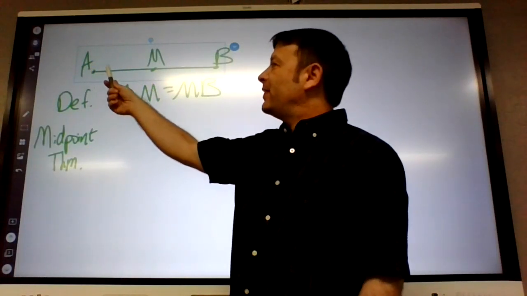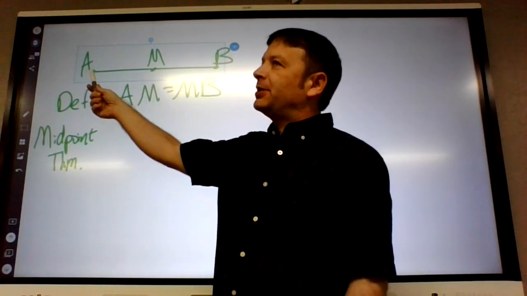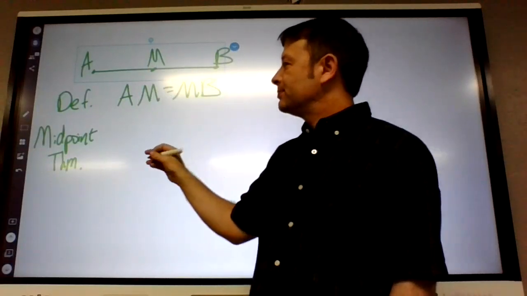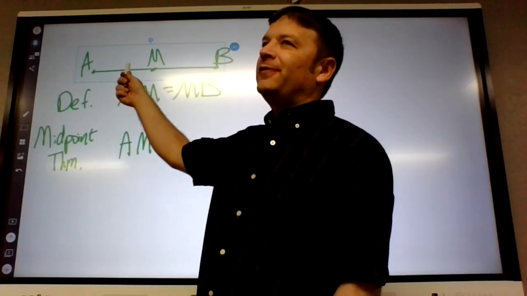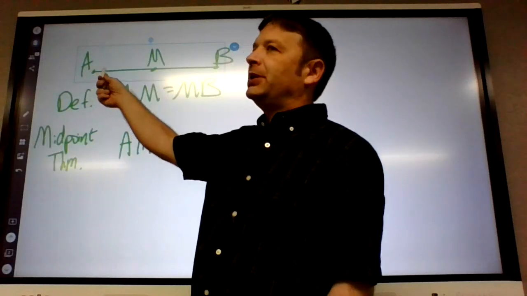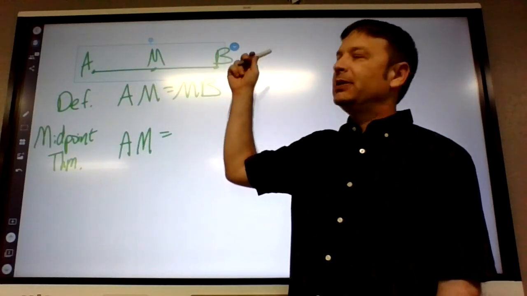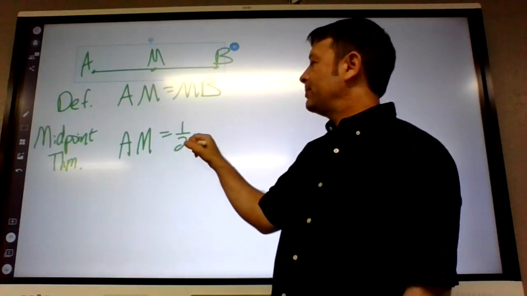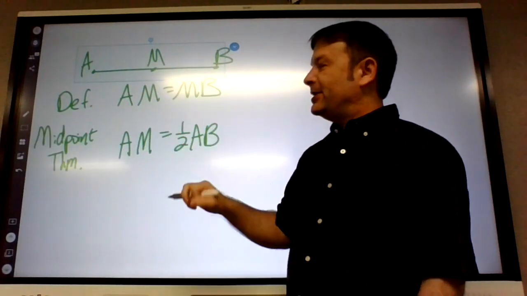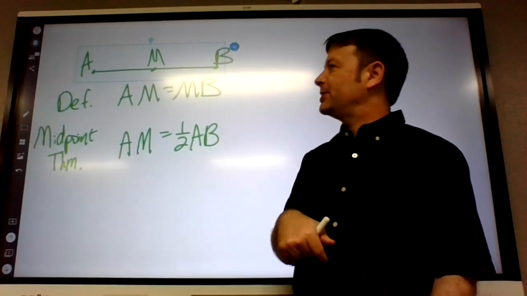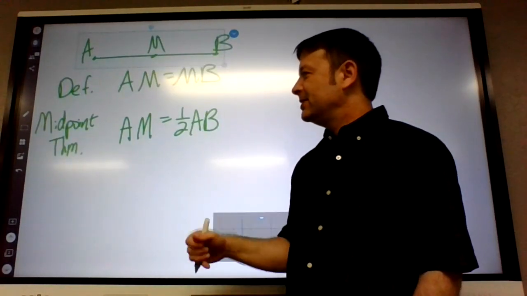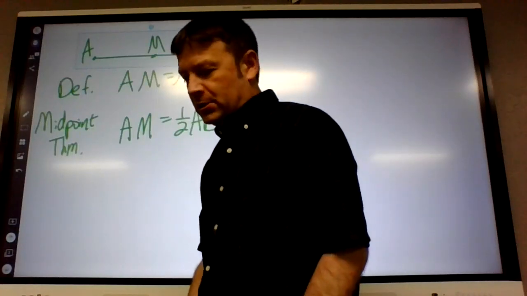How does the length of AM compare to the length of AB? It's half. AM is half of AB. So that is a theorem because you can prove it using some algebra tricks. I'm not going to do that right now, but it'll be a very short theorem.